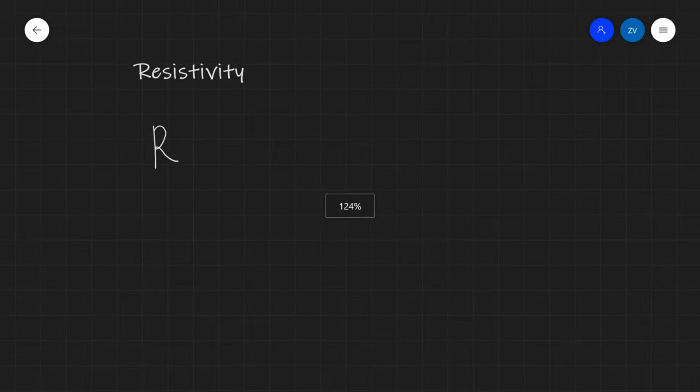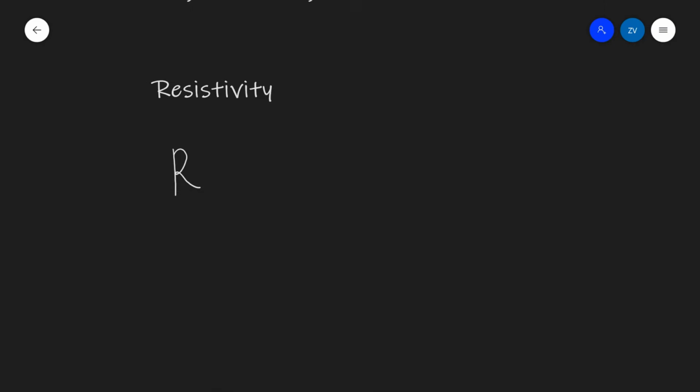For instance, if I had a wire which was longer, it will have a higher resistance. So we know that resistance will have to be proportional to the length. Additionally, if the wire had a higher cross-sectional area, you'll be able to conduct more current, hence the resistance will be lower. So this means that resistance will need to be inversely proportional to the area.